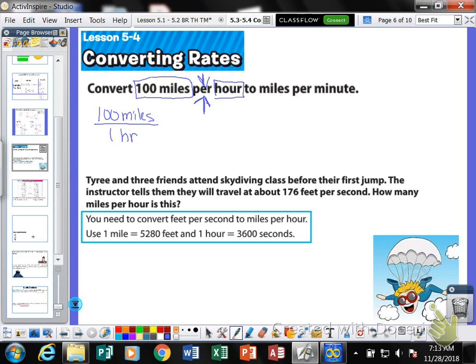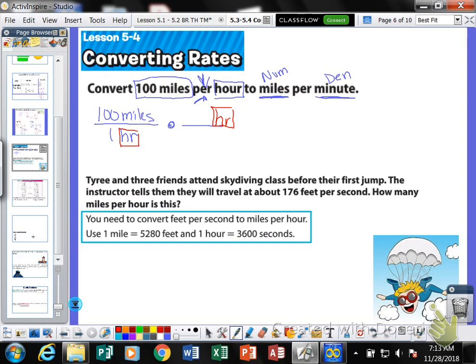I want to convert to miles per minute. So meaning my numerator has to be miles, my denominator has to be minutes. Okay, we already have miles. So I need to multiply by another ratio. So that's a fraction. A ratio is a fraction. Now, I need to get rid of hours because hours need to go to minutes. Okay, so because hours is on the bottom, I now need hours to go on the top because we're going to cancel them out in a second.